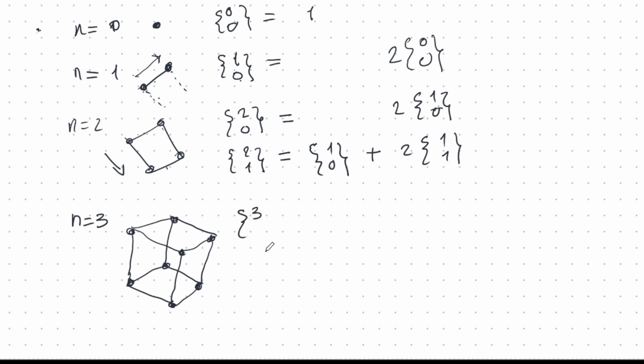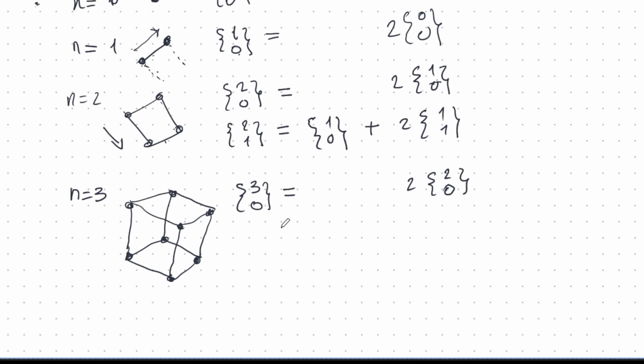All right, that's 3, n is 3. This is a 3D object, and the vertices, let's figure that out. Well, I've got 2 times the vertices of the previous one. You see, I have 4 on the upper face and 4 on the lower face, so that's 2 times 2, 0, yeah.